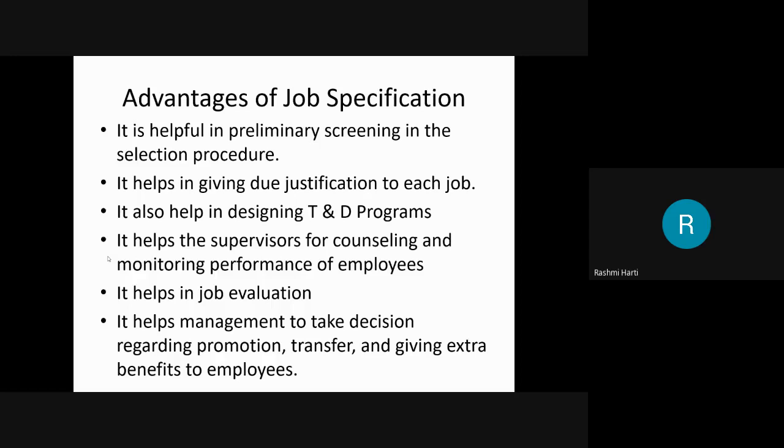It helps in job evaluation, understanding the worth of the particular job in the organization. It helps management take decisions regarding promotion, transfer, and giving extra benefits to the employee. So all these are the advantages of job specification.